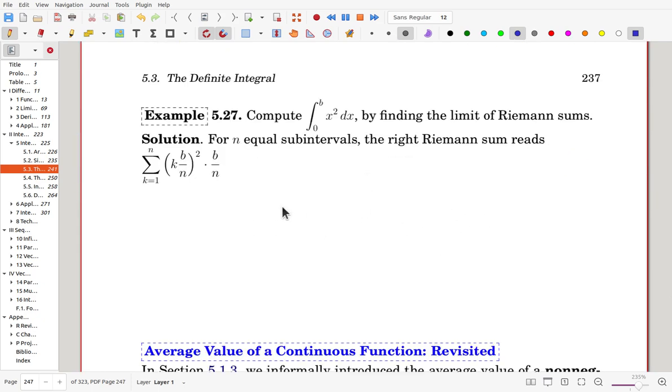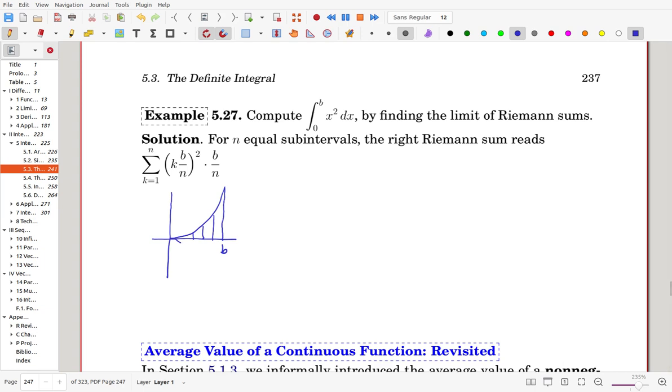Now, compute the integral from 0 to b of x squared dx by finding the limit of Riemann sums. Okay, here we are using n equal subintervals with the right sum. Then from 0 to b pictorially, y equals x squared, and that is given in this way, from 0 to b. We are making n subintervals.